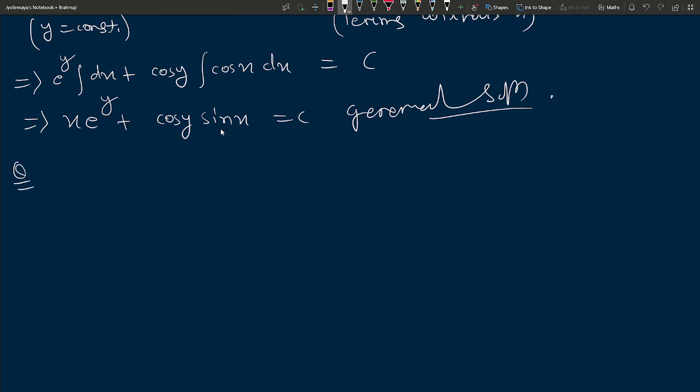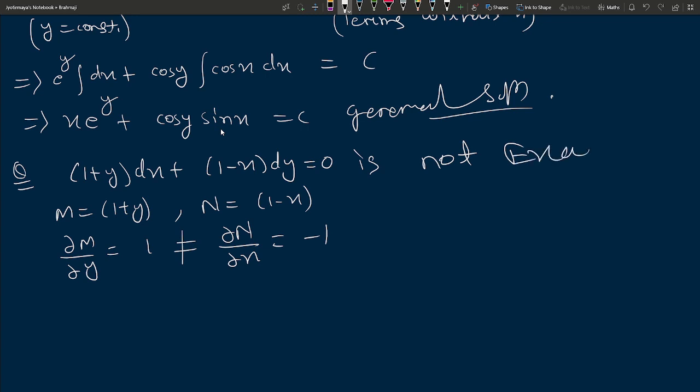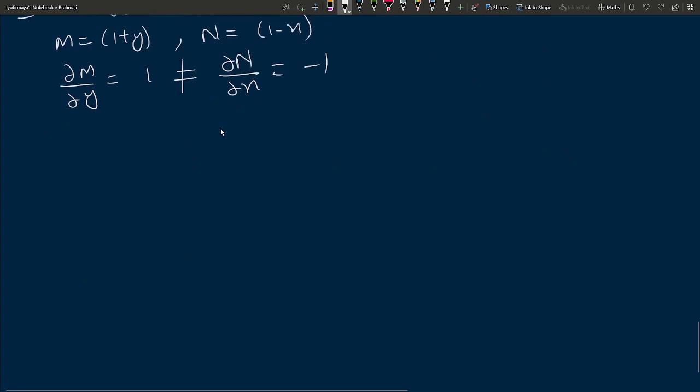There is another question, that is (1 plus y) dx plus (1 minus x) dy equals 0. Now here M, what is M? Here M is 1 plus y, here N is 1 minus x. Now ∂M/∂y is 1, ∂N/∂x is minus 1. Now these are not equal, so this is not exact. Not exact means it cannot be solved by the formula we know now.